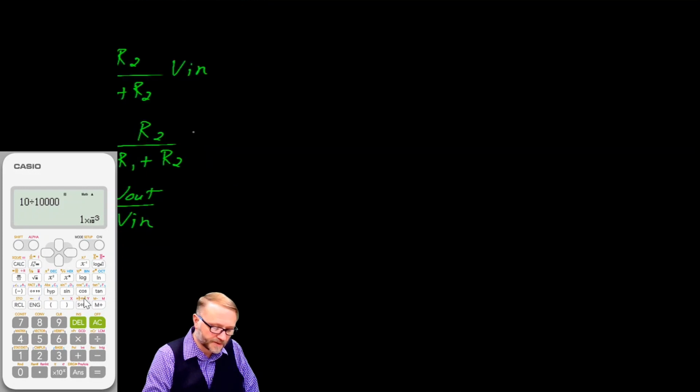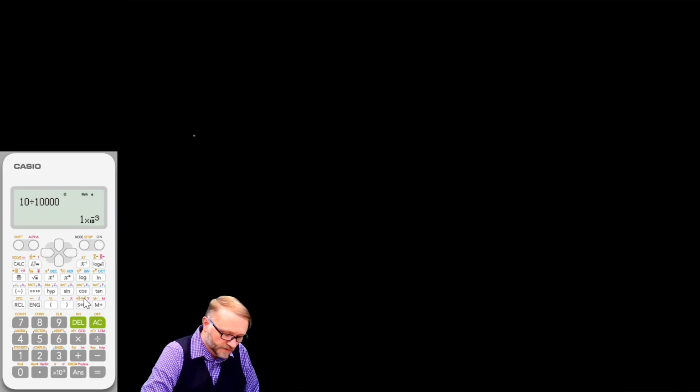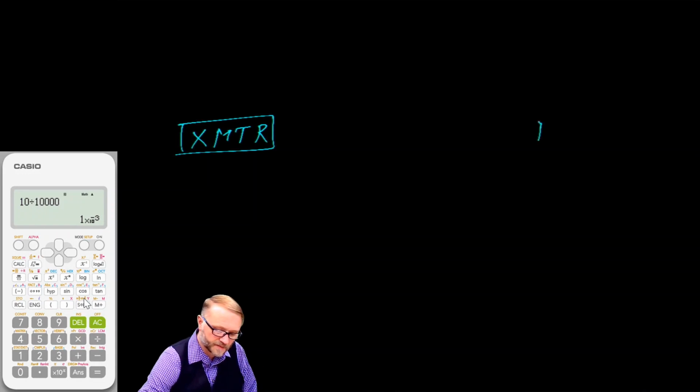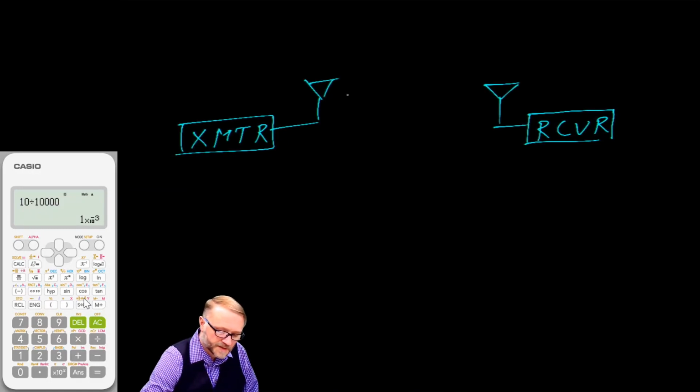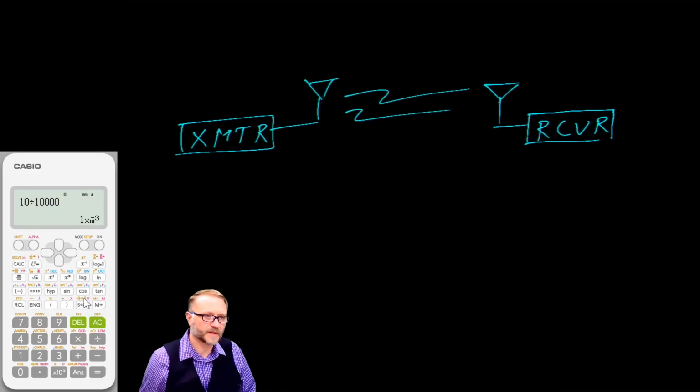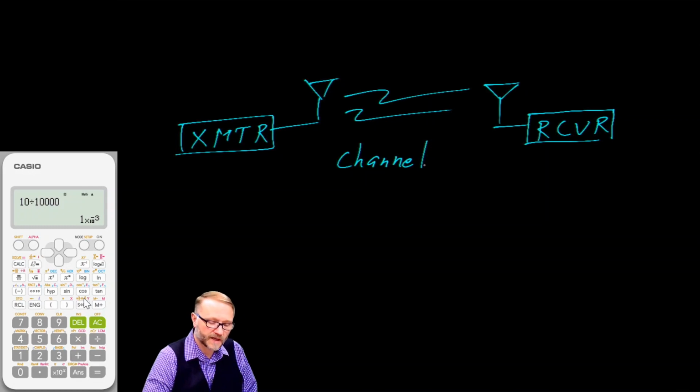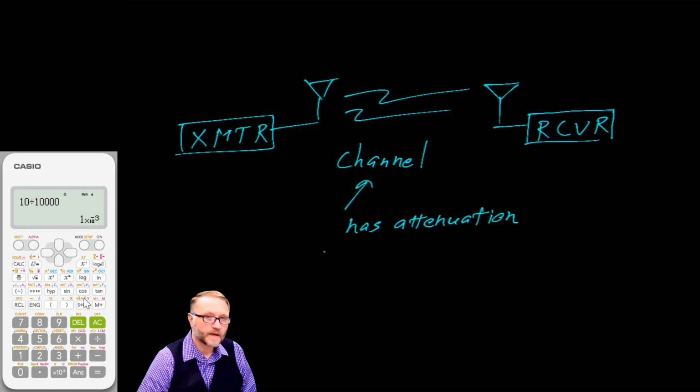As a sidebar, you remember our communications model where we talked about the transmitter and we talked about a receiver? For now, we'll assume antennas. It's the thing that's between them that I wanted to talk to you about. It's the channel. The channel will have attenuation. It doesn't matter what that channel is, it will still have attenuation.